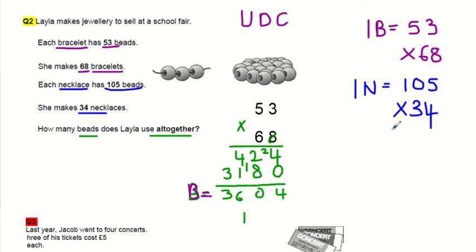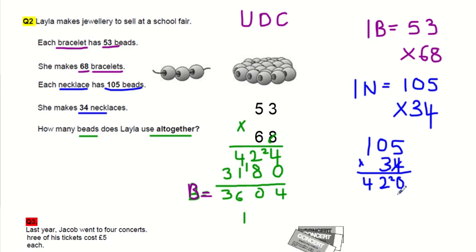Okay, let's have a look then at the necklaces. One necklace used 105 beads and she made 34 necklaces in total. So again, I'm going to do my calculation. 5 times 4 is 20, that's right. 0 times 4 will be 0, add the 2 you've carried. And 1 times 4 is 4.